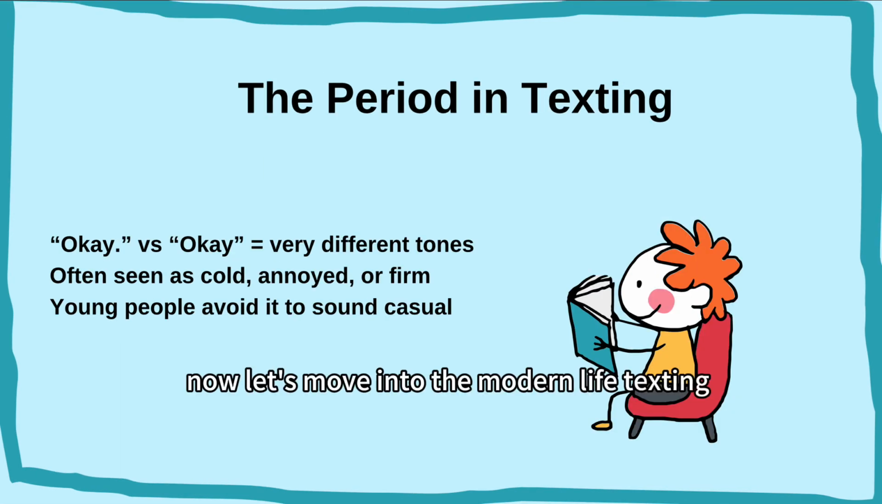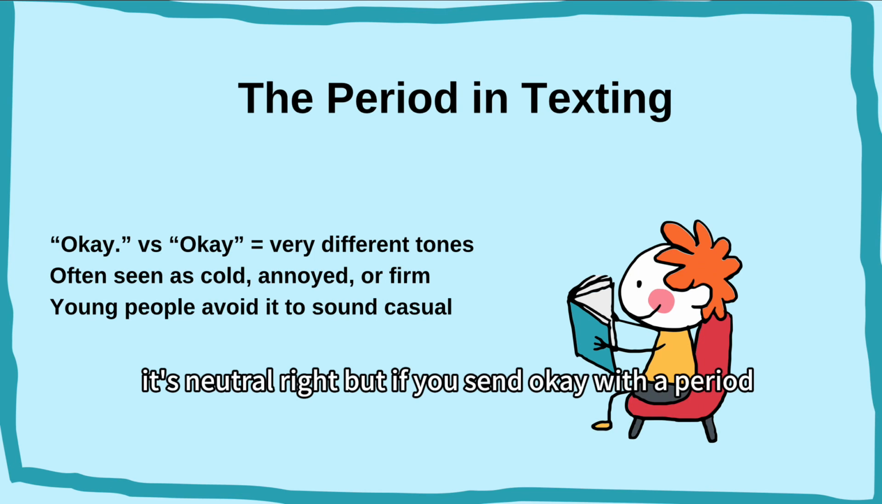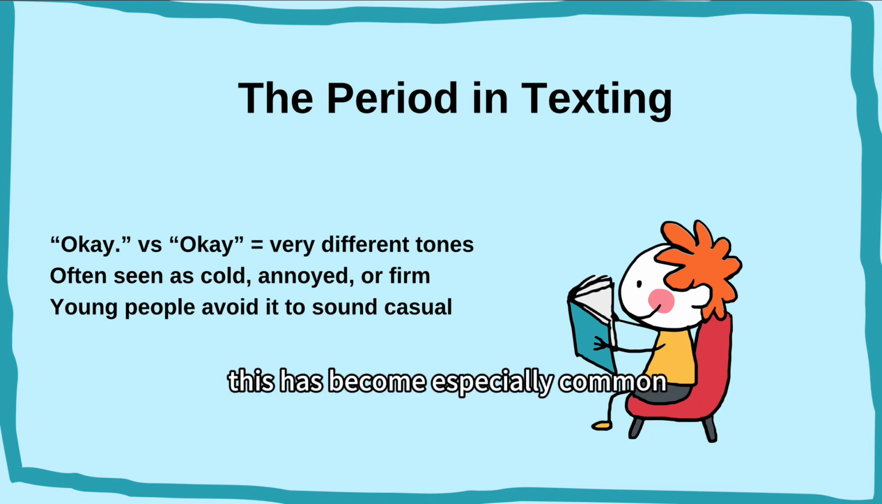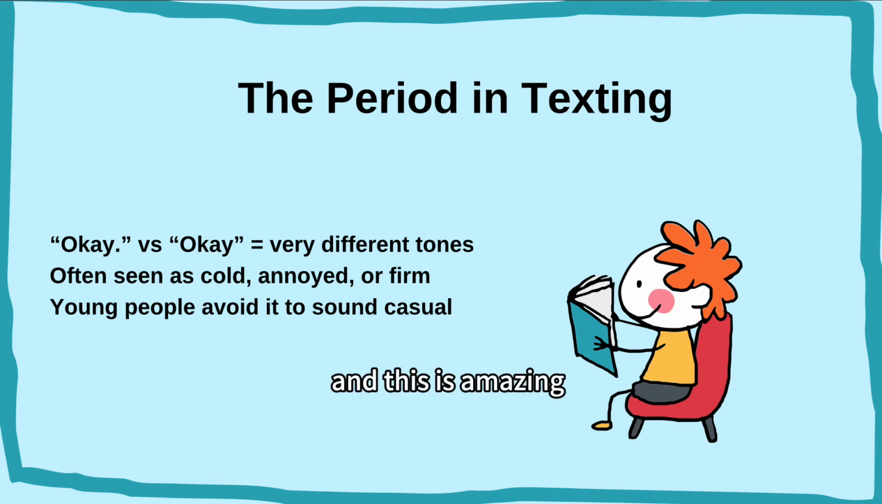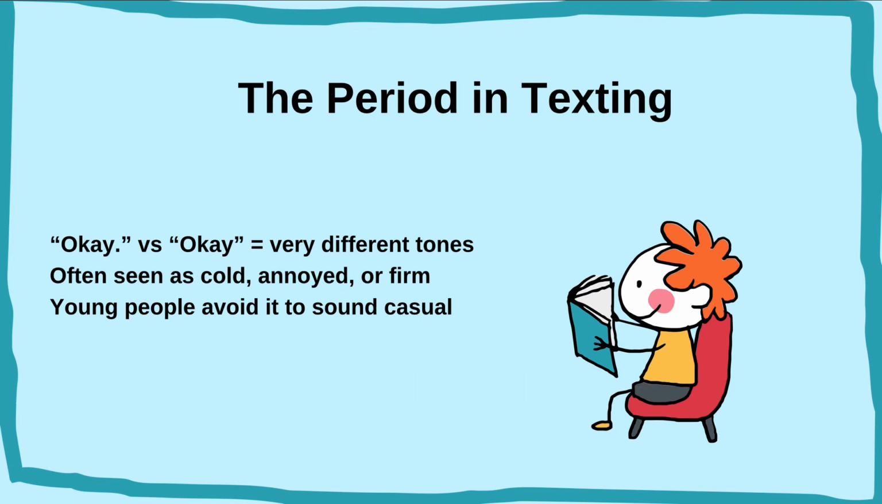Now let's move into modern life, texting. If you send someone a message that says okay, it's neutral, right? But if you send an okay with a period, people often think you are angry or annoyed. This has become especially common with younger people, Generation Z. They often avoid periods in messages because they feel too formal or cold. And it is amazing how a little dot can carry so much emotion.